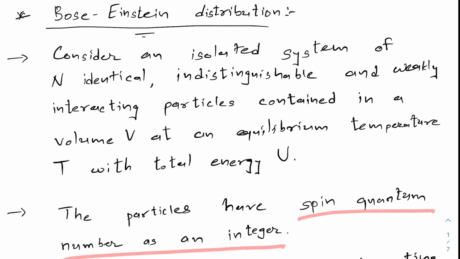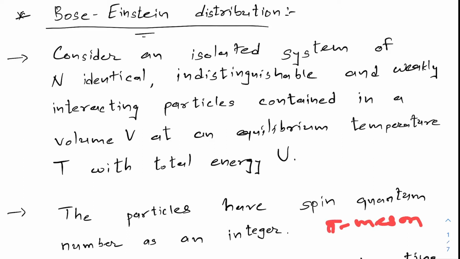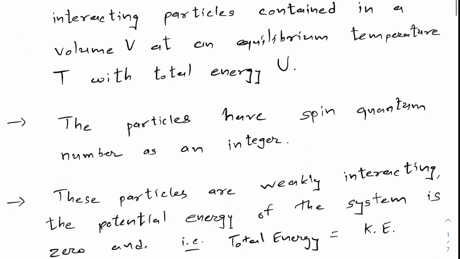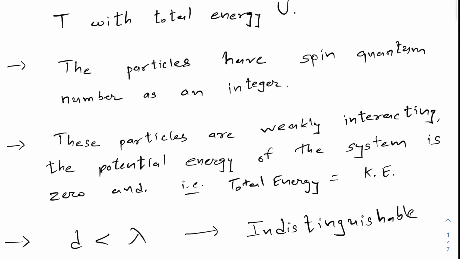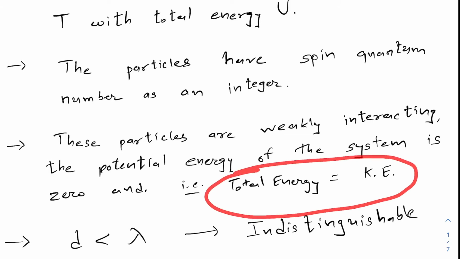Examples of bosons are photon, pi meson, and also we know that alpha particle, deuteron, etc. are examples of bosons, right? Now these particles are weakly interacting, and the potential energy of the system we will consider as zero. That means only the kinetic energy contributes towards the total energy.